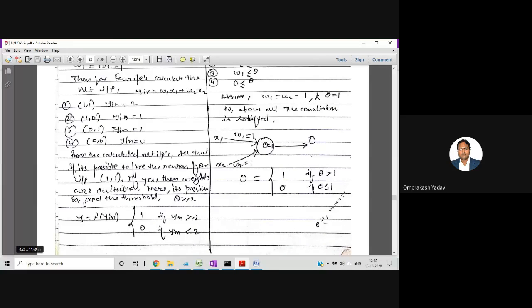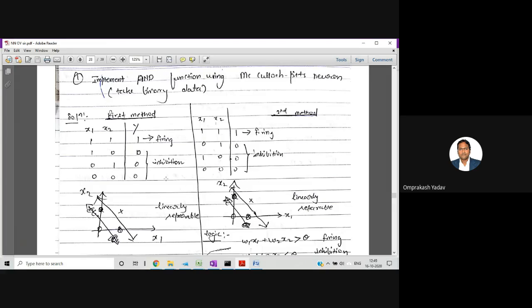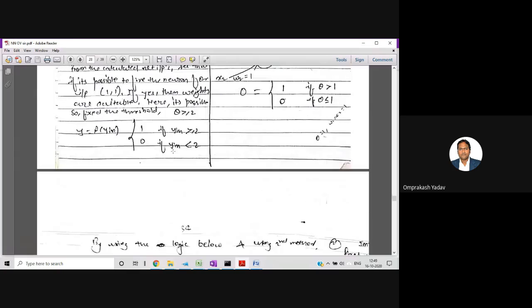Output will be equal to, so whatever net input we will be getting, we will substitute inside some function, right? So that's the notation. We are substituting that y in inside a function, and the function output will be 1 if y in is greater than or equal to 2. So theta we have decided as 2, the threshold. And if y in is less than 2, then we are saying it's 0. Based on this condition, we can easily separate the first case from the rest of the cases, and this is what we have designed the circuit with this particular model.